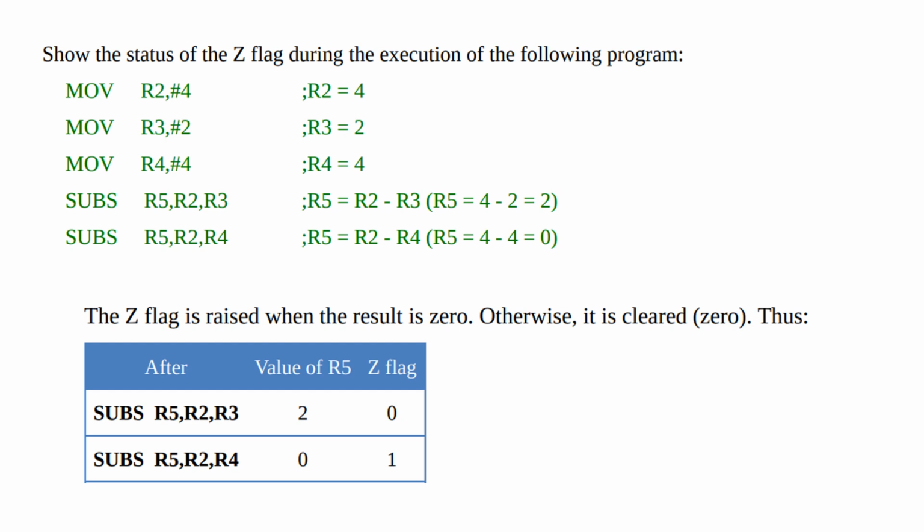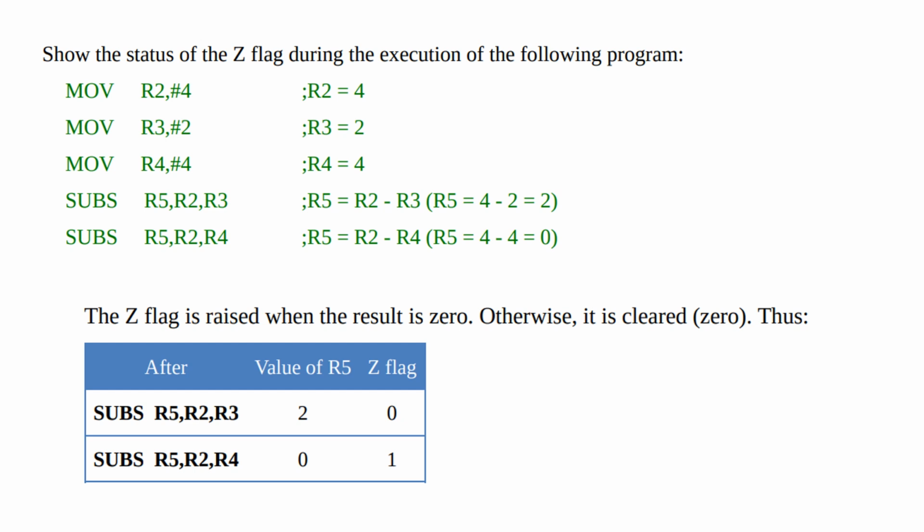So what does this do? R5 equals R2 minus R3. R5 equals 4 minus 2, as can be seen, and it is equal to 2. Same again, SUBS R5 equals R2 minus R4. R2 was 4 and R4 is also 4. So 4 minus 4 equals 0.